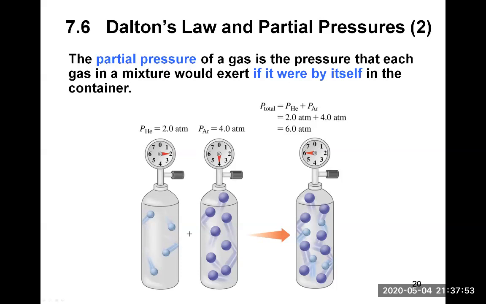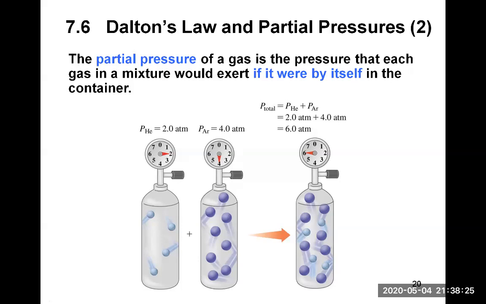Now, if you mix those two gases, helium and argon, into a same size gas tank, you will get a total pressure that will be equal to the partial pressure of helium plus the partial pressure of argon. So partial pressure of helium is 2 atmospheres, partial pressure of argon is 4. So 2 plus 4 is 6 atmospheres for the total pressure. So this illustrates how the partial pressure of a gas is the pressure that the gas would exert if it were by itself.